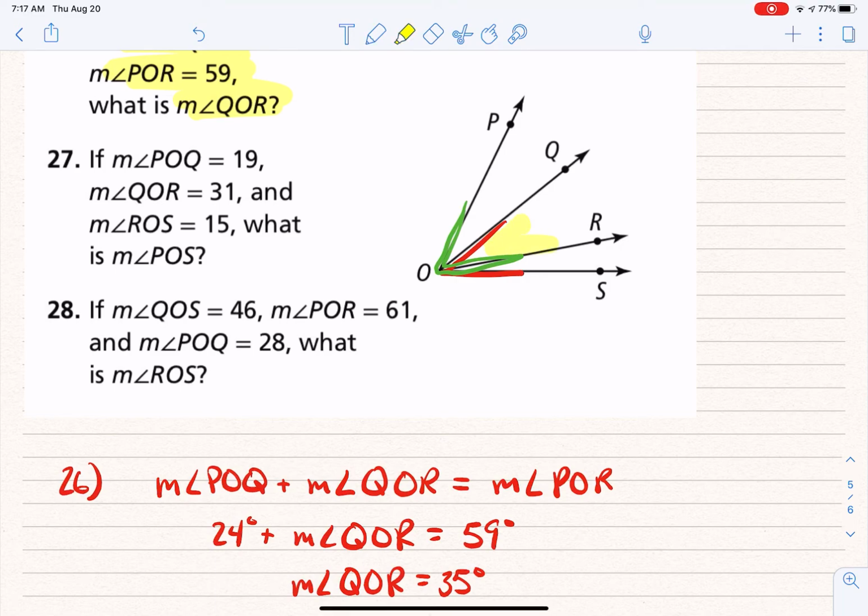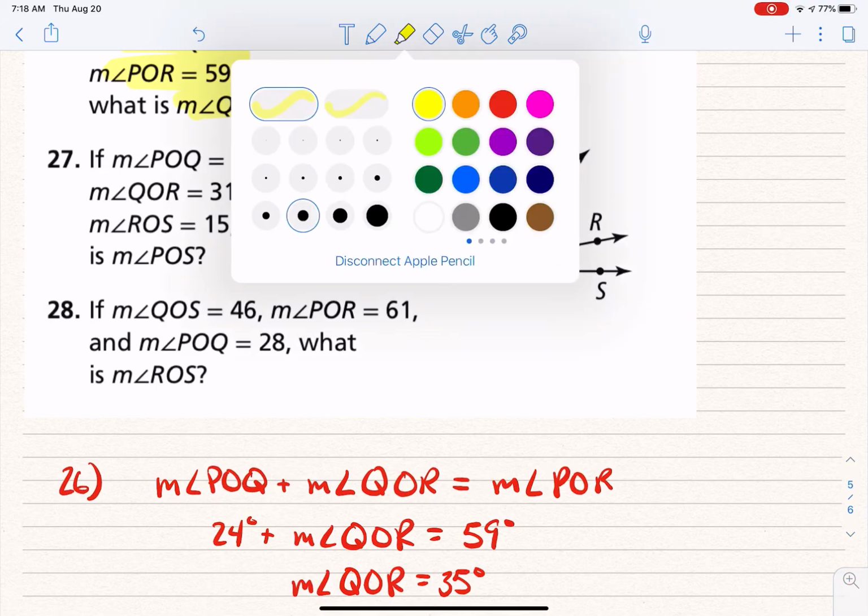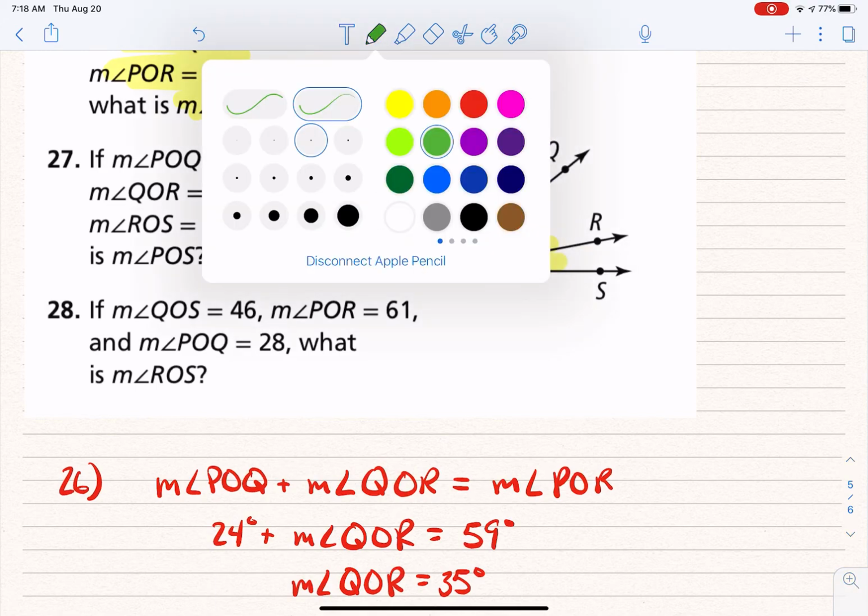So it tells us how big QOS is, how big angle POR is, and how big angle POQ, this part up here, is. And it's asking how big this little part is. So I've actually got to do the angle addition postulate twice to be able to do this problem well.